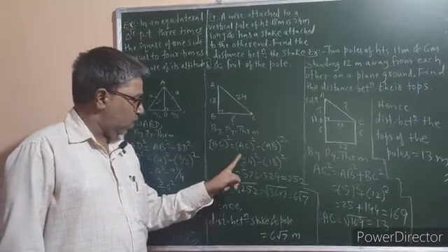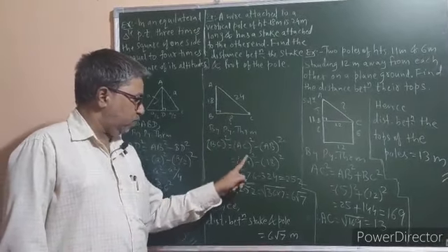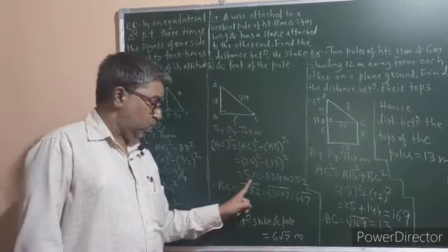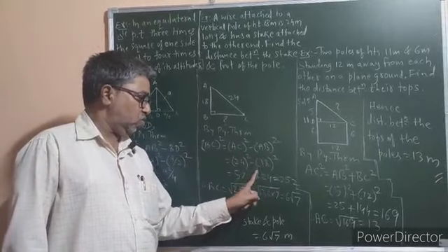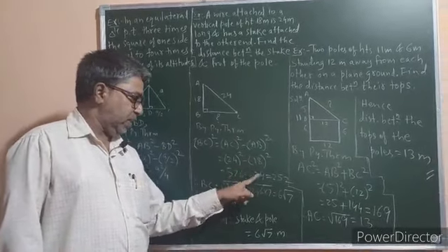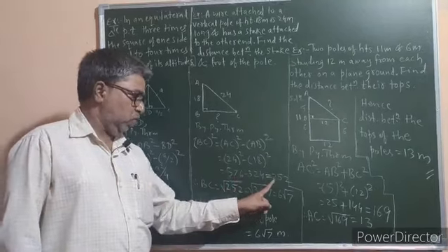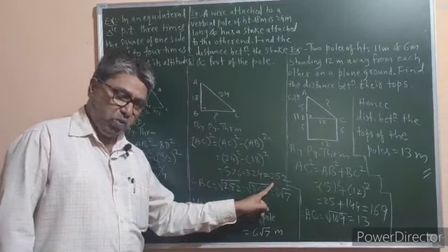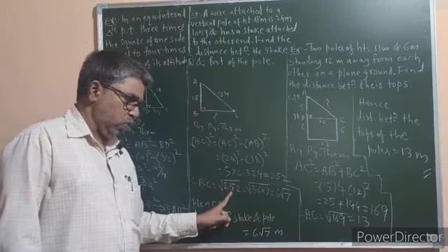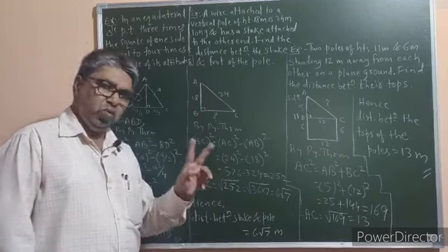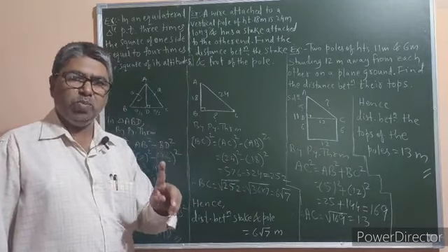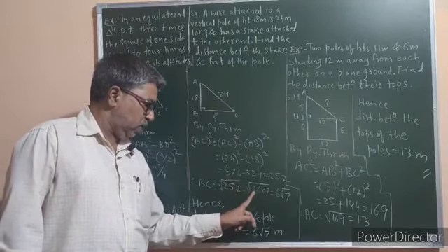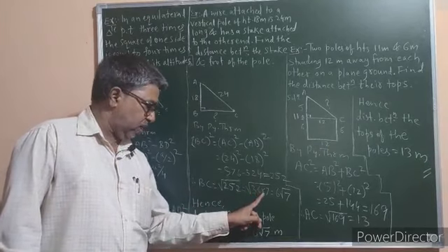Okay, now let us substitute the values. AC's value is 24 square, minus AB's value is 18 square. 24 square is 576, minus 18 square is 324. If you subtract 324 from 576, you will be getting 252. BC square is equal to 252, therefore BC will be square root of 252. 252's two factors, in which one should be a perfect square, are 36 and 7. So you can split 252 in the form of 36 into 7.